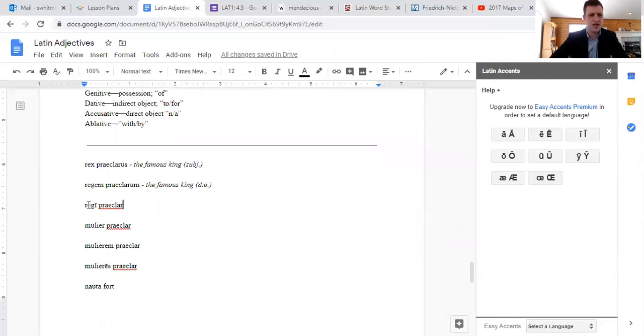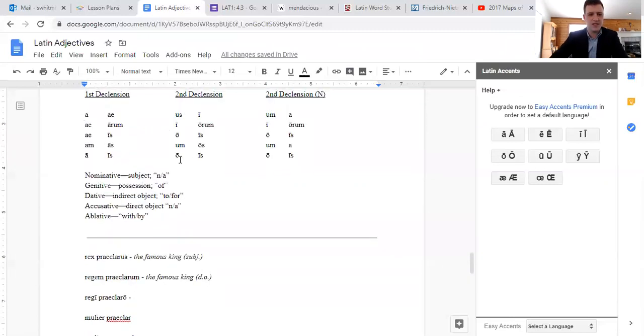Okay, next one, regi praeclar-. So regi, dative singular masculine. Again, just third declension. And we need a dative singular masculine form of praeclarus. So we're going to get praeclaro, because dative singular in the second declension is long O.